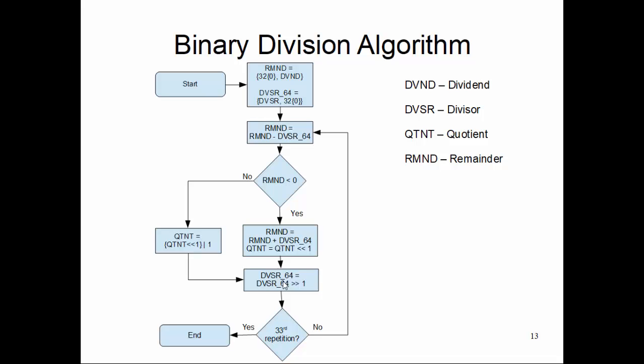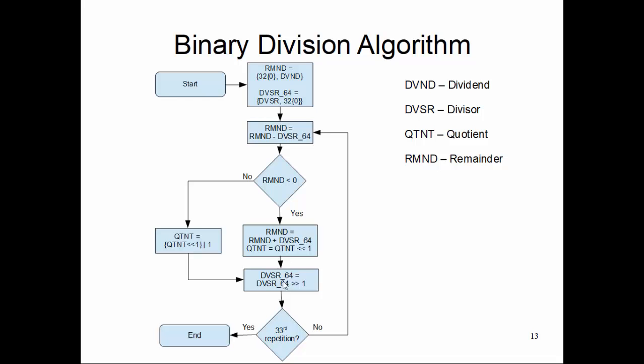And we do this 33 times. Okay, remember, like with 8-bit we needed to do 9 iterations, for 32-bit we need to do 33 iterations to finalize my quotient value.